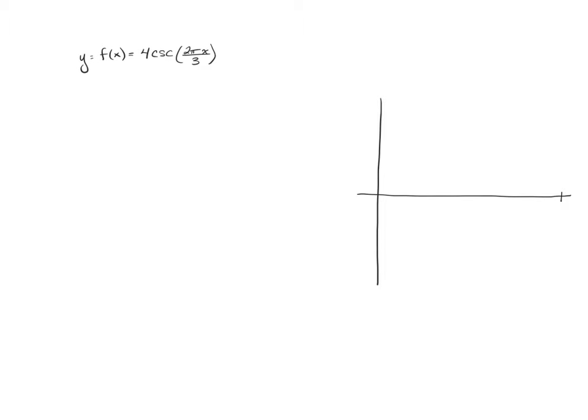Okay, I want to show you how to tackle graphing a cosecant curve. And really what we're going to do is focus on the fact that cosecant is simply the reciprocal of the sine function. And so if we can graph a sine and we know a little bit about how rational functions work, we can move from there.